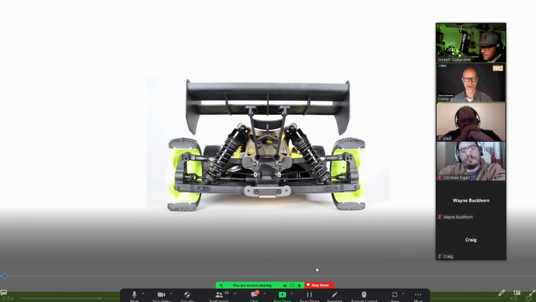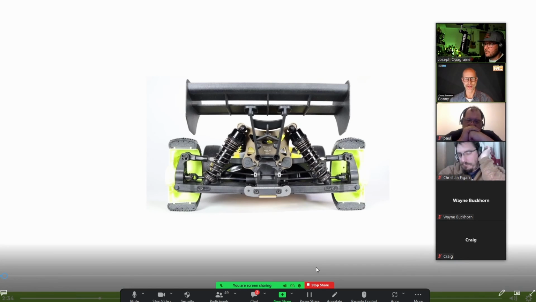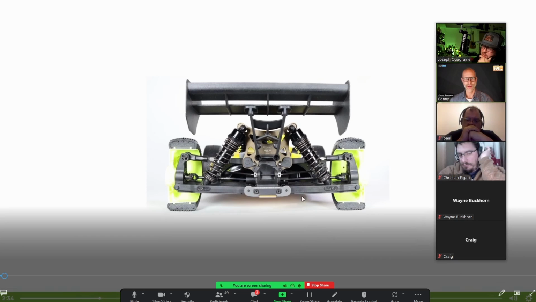A question, Joseph. What about if the arms are completely parallel? They never meet. Well, then at that instant, you say that the roll center is at ground level. Okay.